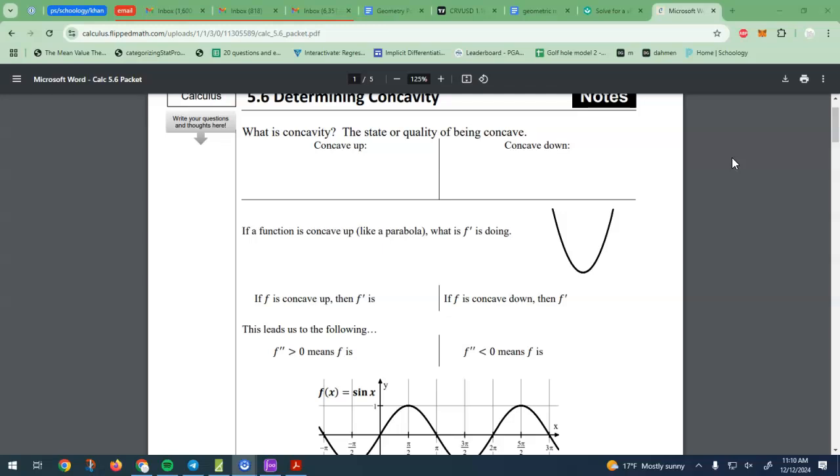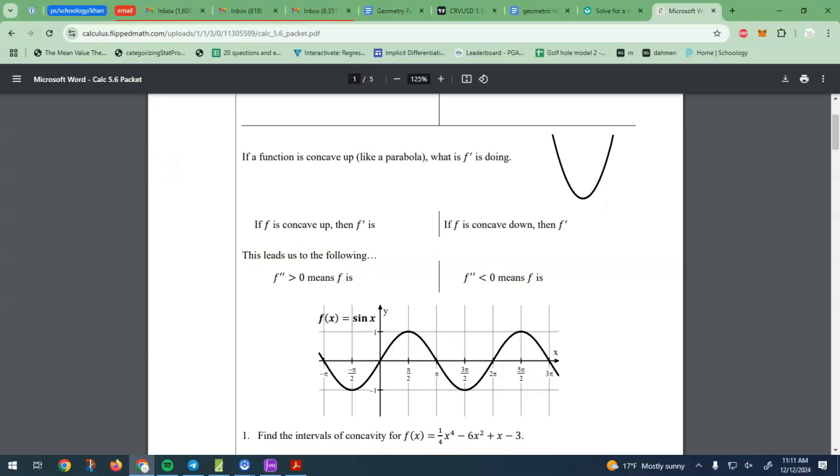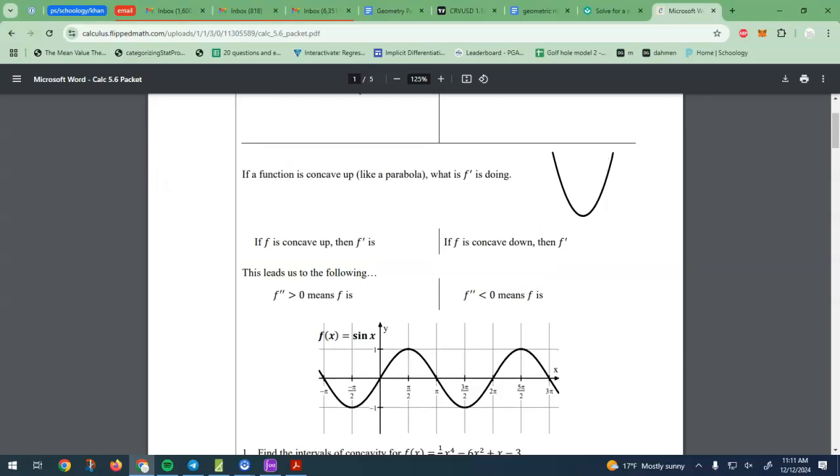So I kind of jumped ahead to the punchline a little bit. There's some stuff down here I see now. So if f is concave up, then f prime is increasing. And then f double prime greater than 0 means f is concave up. So I wrote those two things up above.